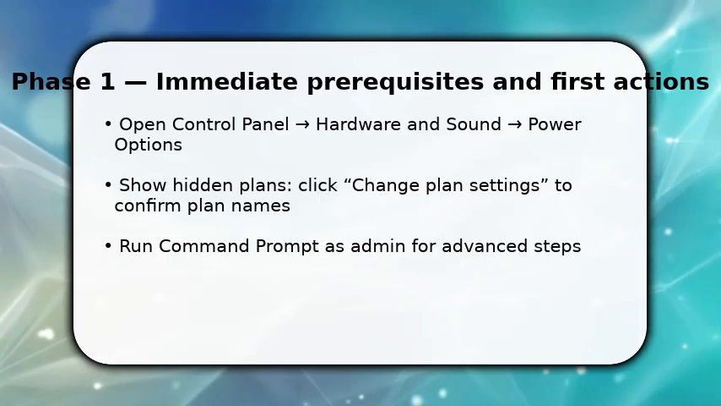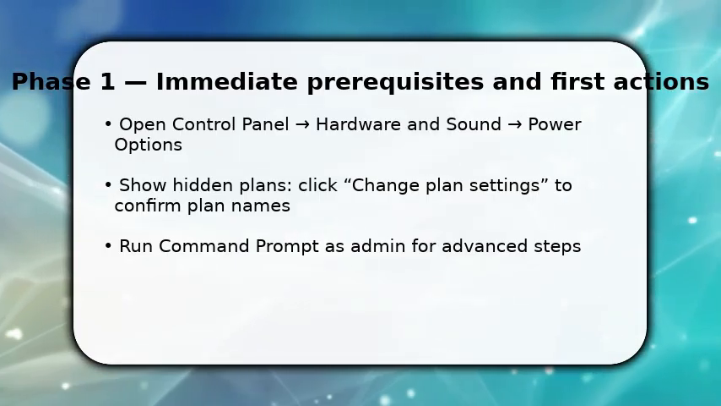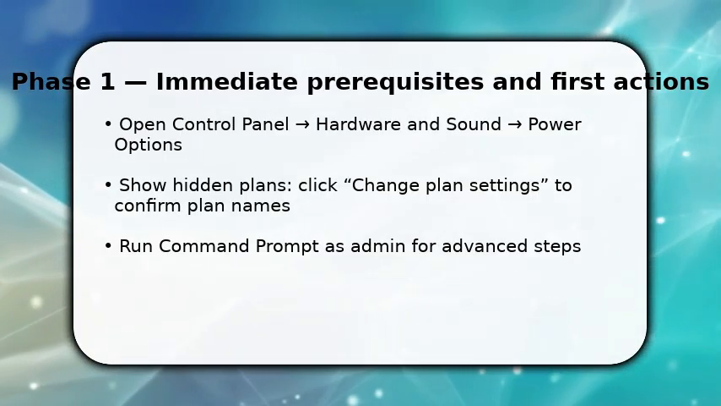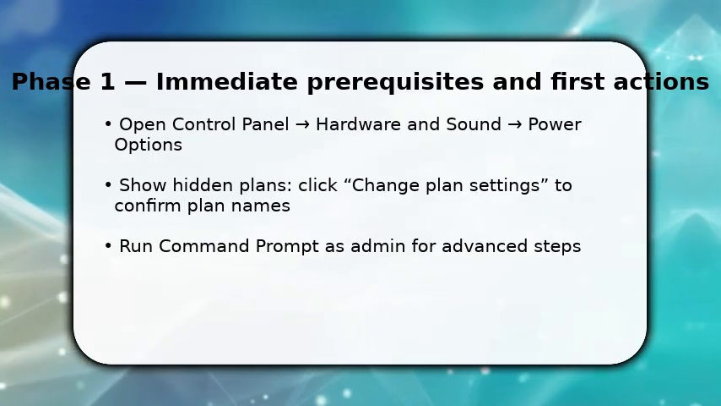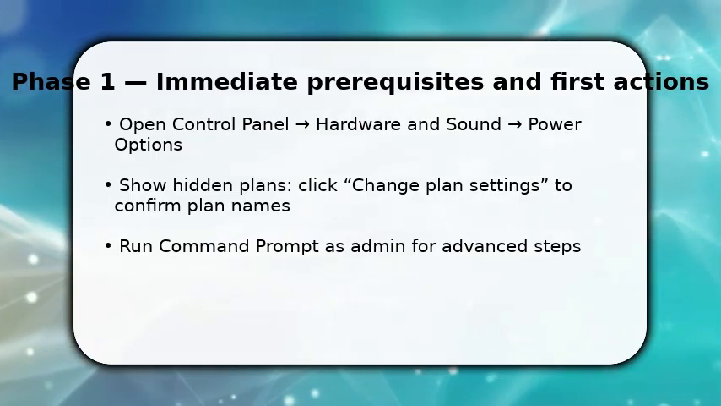You start by opening Power Options in Control Panel. This is where Windows stores power plans and their GUID. Once there, identify the plan you want to remove and note its exact name.